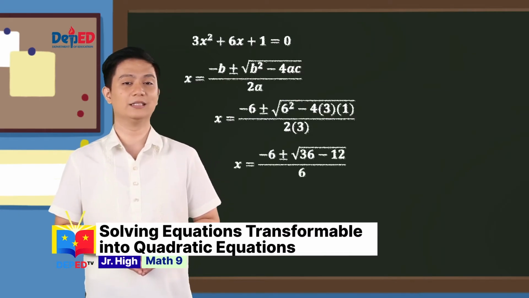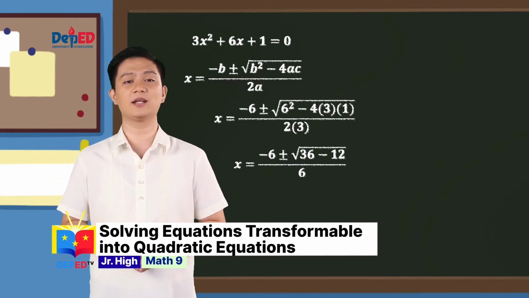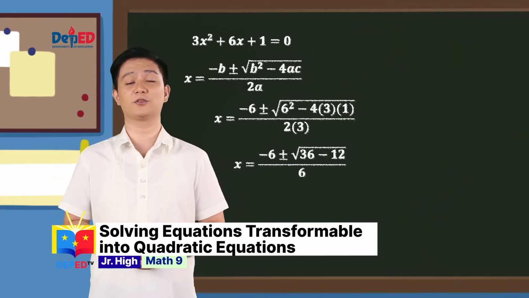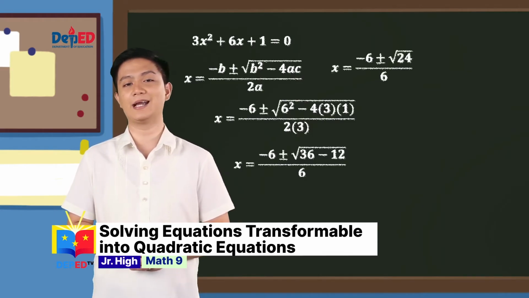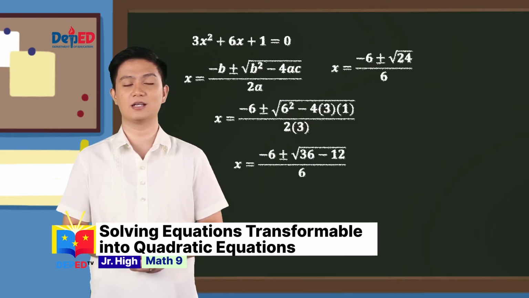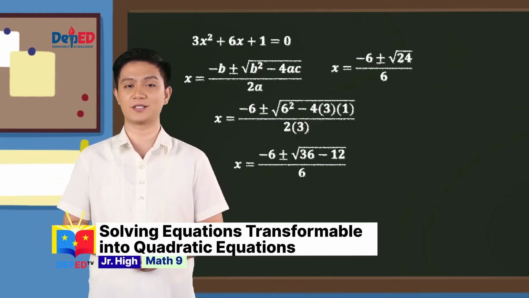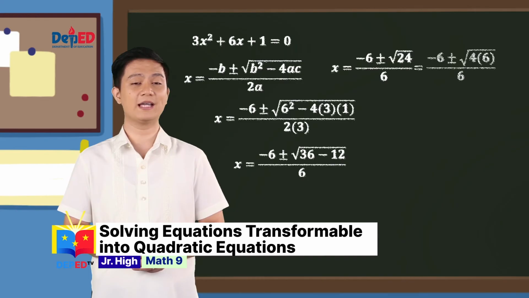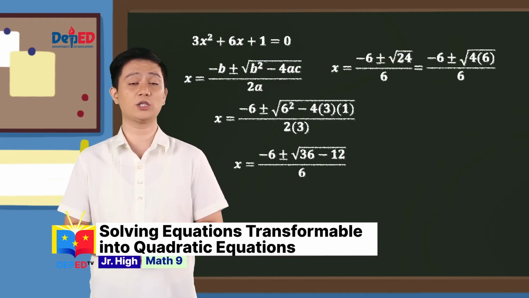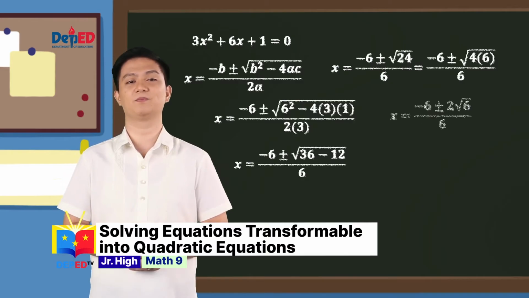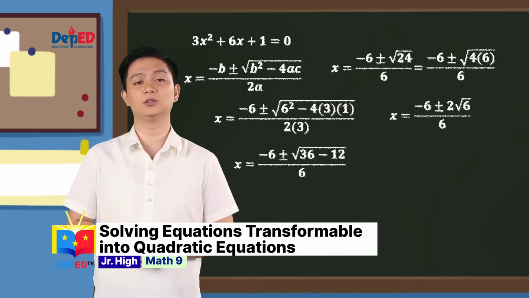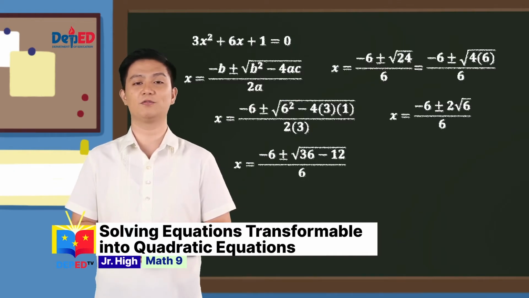X must be equal to the negative of 6 plus or minus the square root of the expression 36 minus 12 all over 6. X should be equal to the negative of 6 plus or minus the square root of 24 all over 6. 24 can be expressed as the product of its largest perfect square factor, which is 4 and 6. X is equal to the negative of 6 plus or minus 2 square root of 6 all over 6.